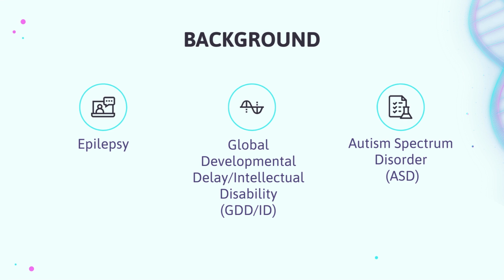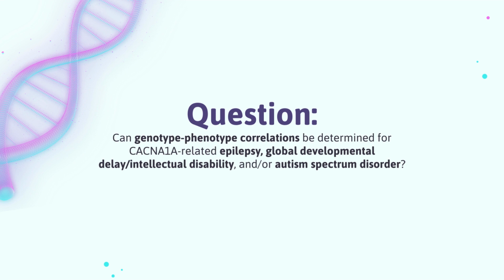CACNA1A variants can lead to a wide range of symptoms or phenotypes. The ones that the researchers focused on in this study were epilepsy, global developmental delay and intellectual disability, which I will be referring to as GDD and ID from now on, and autism spectrum disorder. The reason that the authors focused on these phenotypes was that they were looking for a connection between the type of variant or genotype and its phenotype.